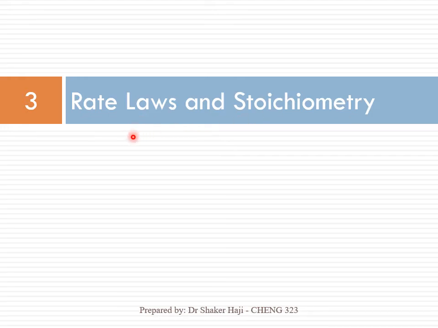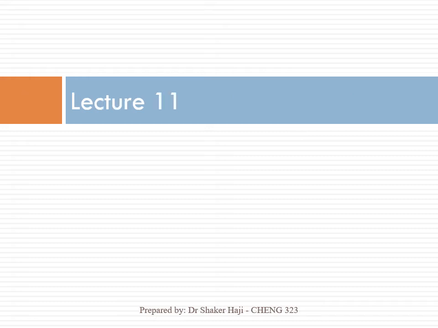The first part, we're gonna learn about rate laws for irreversible reactions and reversible reactions, and we're gonna learn how to write the rate laws. And the second part, it's about stoichiometry, where we're gonna learn how to utilize stoichiometry to write concentration as a function of conversion. Okay, so we're gonna start lecture 11.